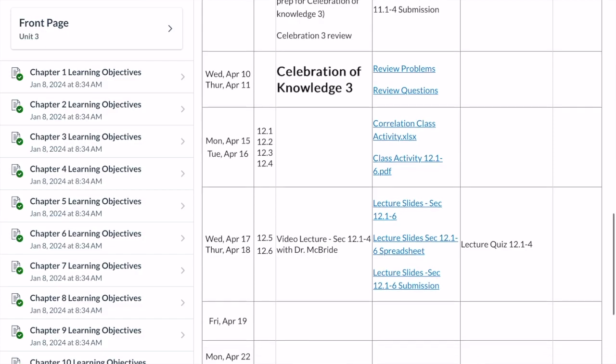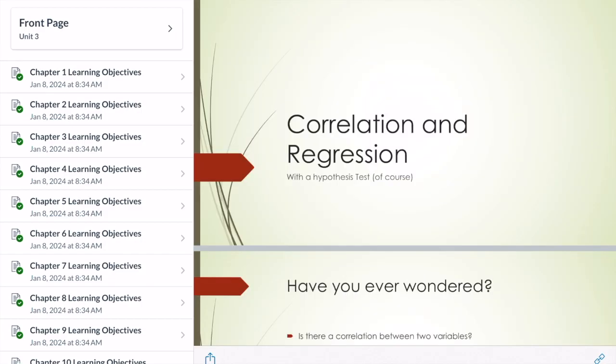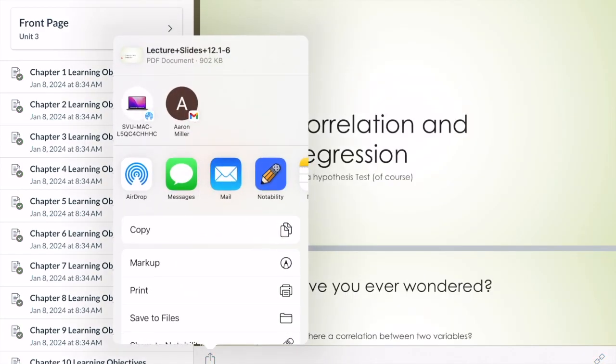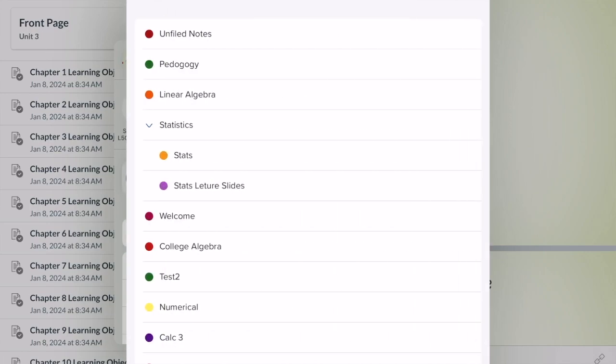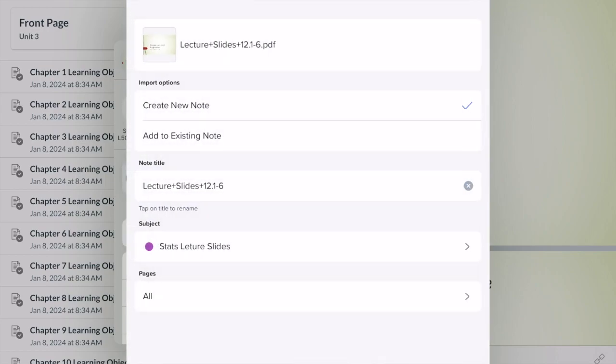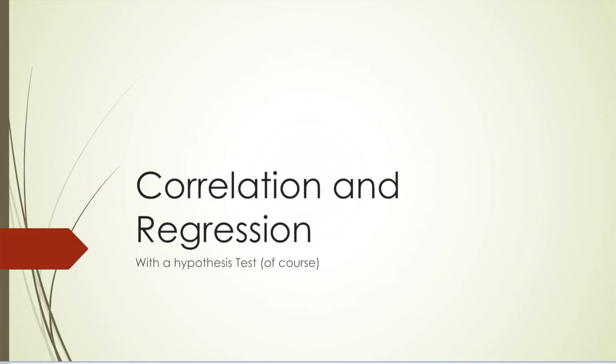So I'm on the Canvas page under Pages, and I'm going to select the lecture notes. There it is, share this to Notability. There we go. Okay. So this is similar to what we saw in class, but they're not exactly the same.